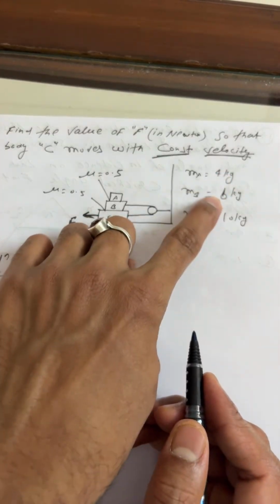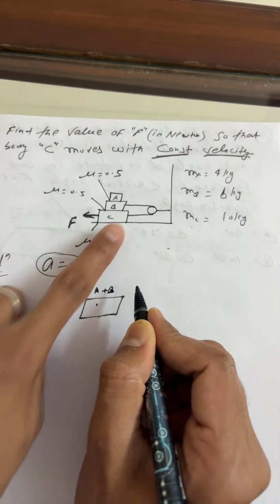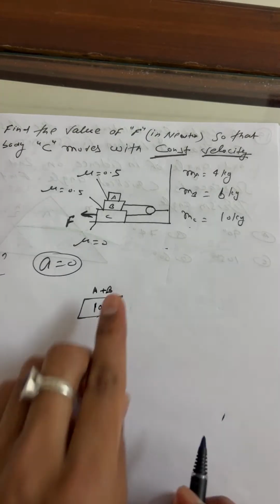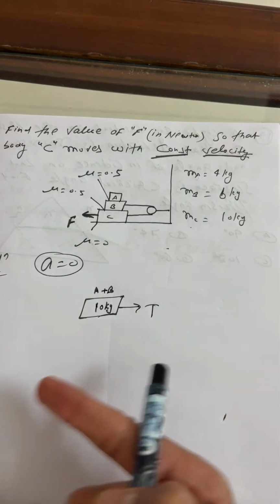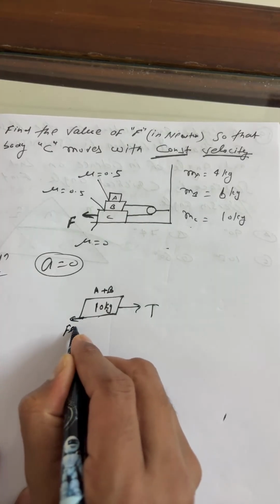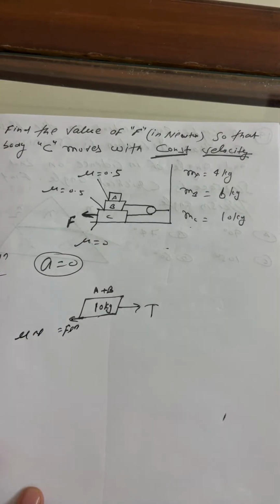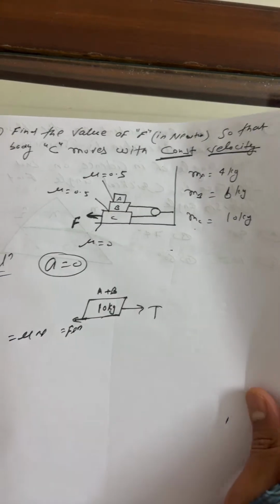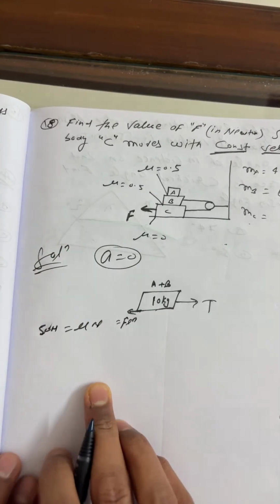So what is block A? 4 plus 6, 10 kilogram. This I'm considering here according to the concept: A plus B both become a common system. This is 10 kilogram. Now, this is the direction of tension force over here. So what is the direction of friction? This direction here. So friction, it's basically mu1 times normal, which is 50 Newton because mu is mentioned as 0.5.